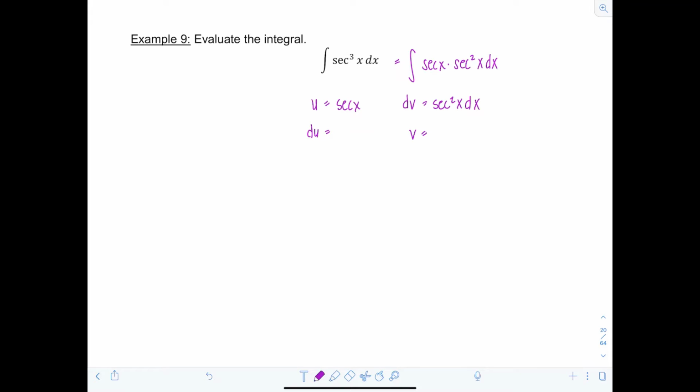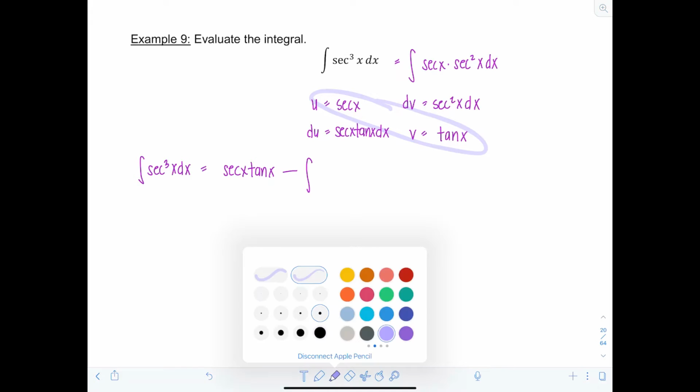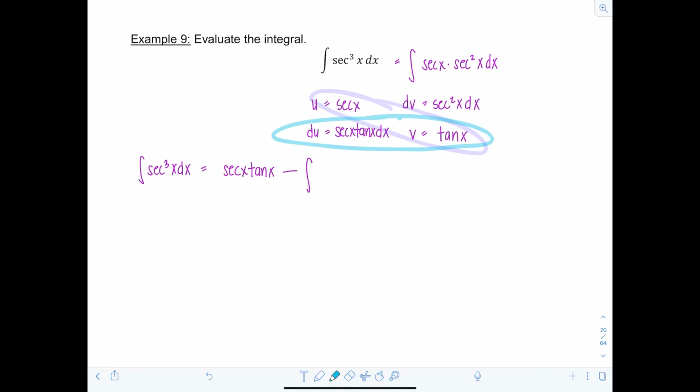Okay. So now I have v, that would be tangent of x, and then du is secant x tan x dx. Remember, we're starting with trying to figure out what the integral of secant cubed x dx is, and that's going to equal uv, so secant x tan x, minus the integral of v du. So that's going to be secant x tangent squared x dx. So this is v du, and this is uv.